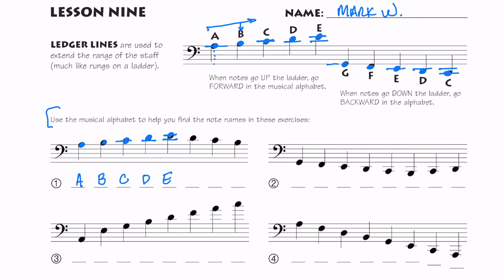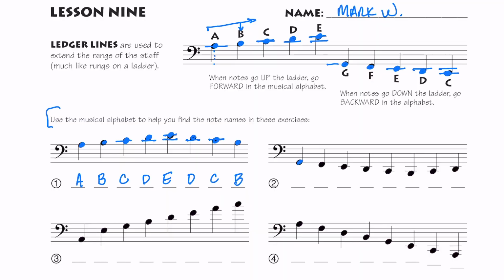Now I'm going back down in my alphabet. That first space above the ledger line is D. Here's my ledger line C, and here's that space B. So it's really pretty simple. Just think of whatever the top or the bottom note of the staff is, walk up the ladder and walk back down the ladder. But you also have to remember that the lines are one note, and the spaces between the lines are another note. All right, let's do number 2.